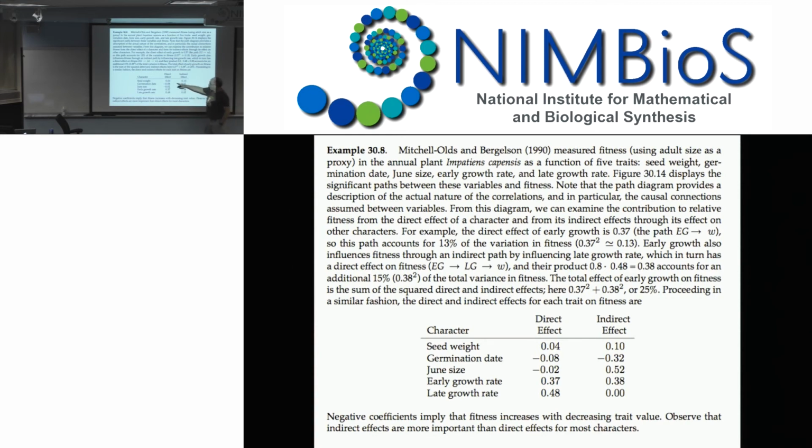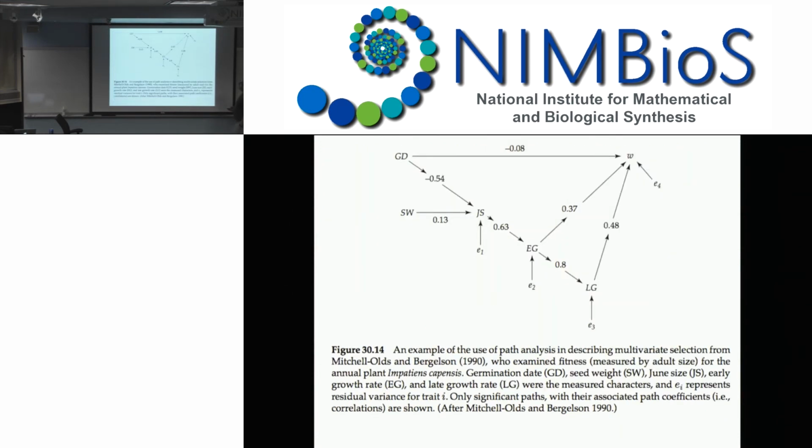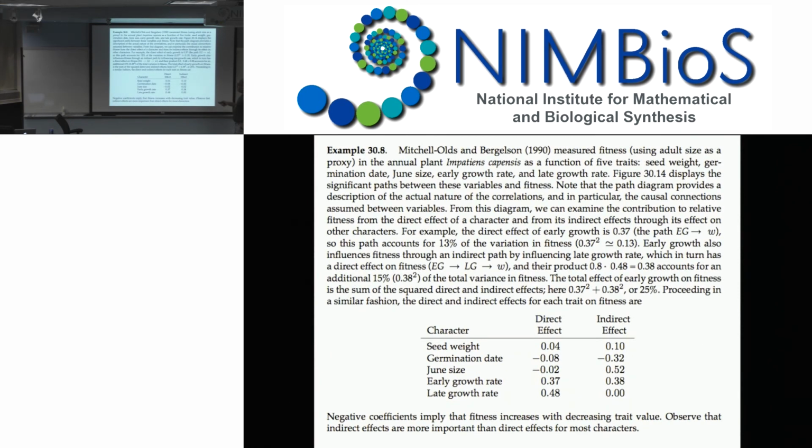So likewise, you can go through. For example, here are the direct effects. Late growth rate is a good example. Late growth rate down here, there's no other trait it influences. So late growth rate has a direct effect on fitness and nothing else. Early growth rate has a direct effect on fitness and an indirect effect through these two paths. So the paths allow you to look at the direct effects and the indirect effects through different characters.